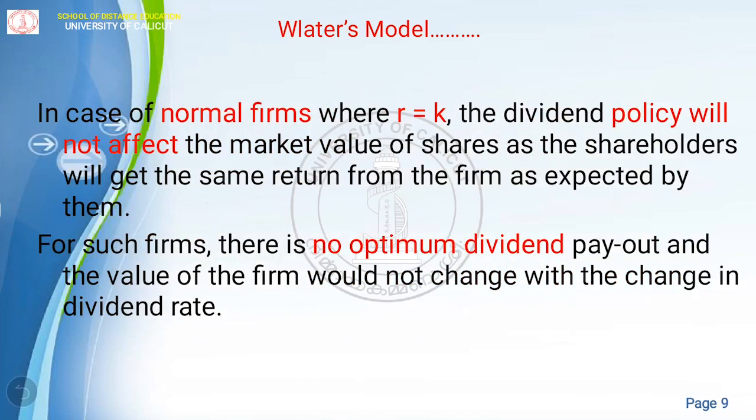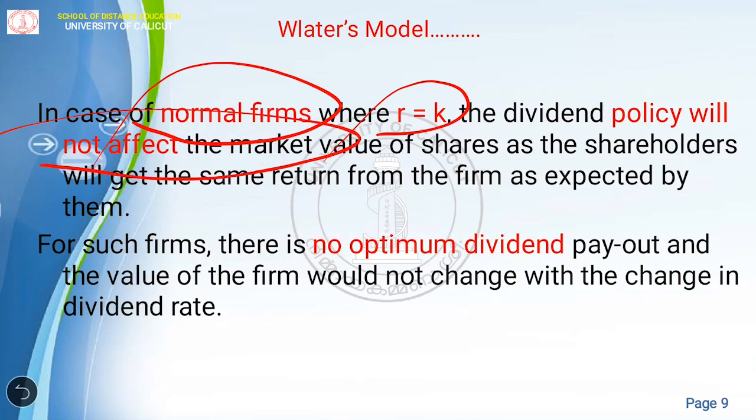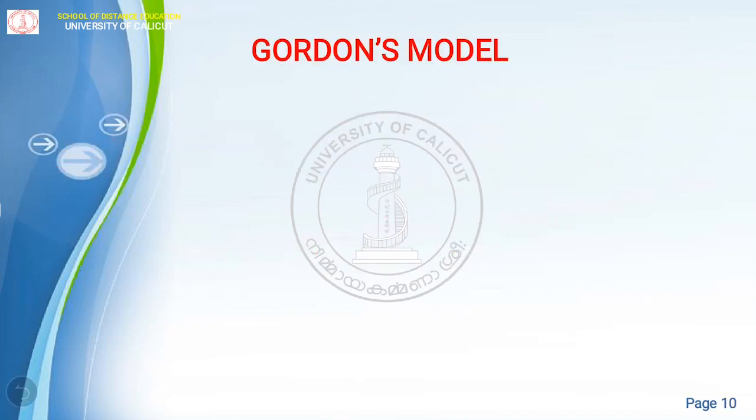In the case of normal firm, this is his third classification. Normal firm means the situation where the R is equal to K. So the dividend policy will not affect the market value of the shares under normal condition. So here Walter says that there is no optimum dividend policy.